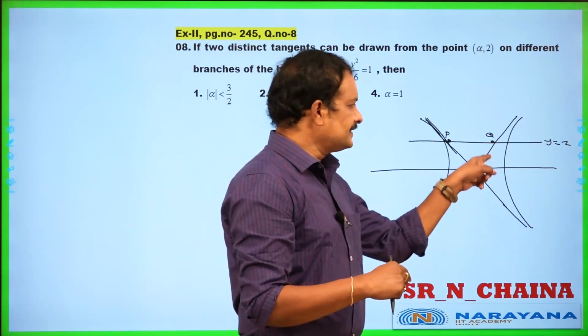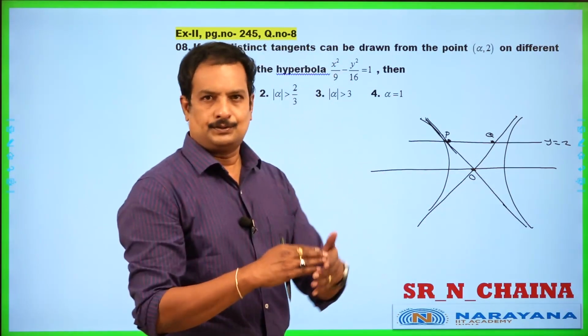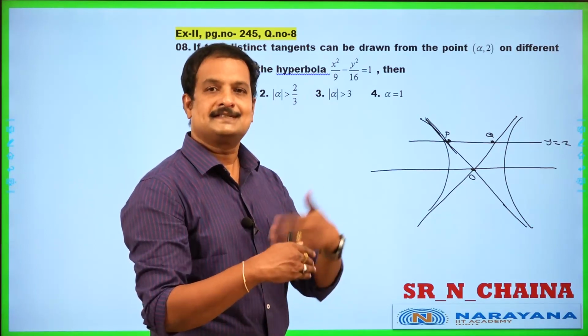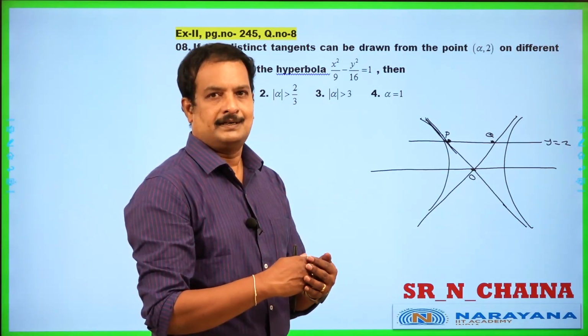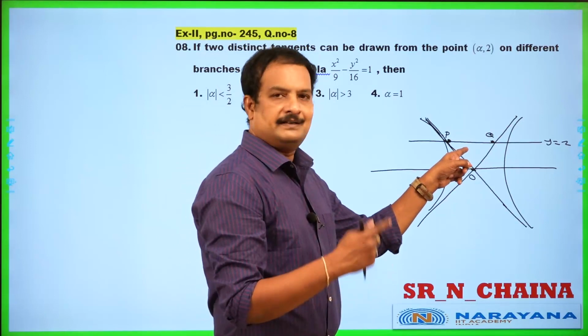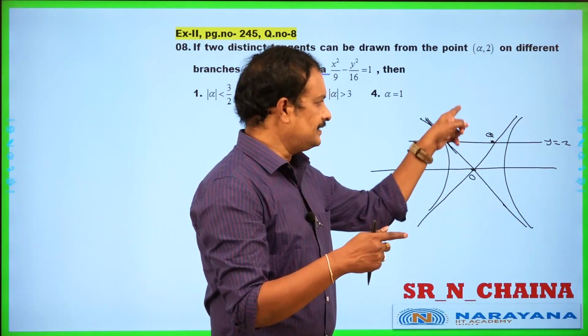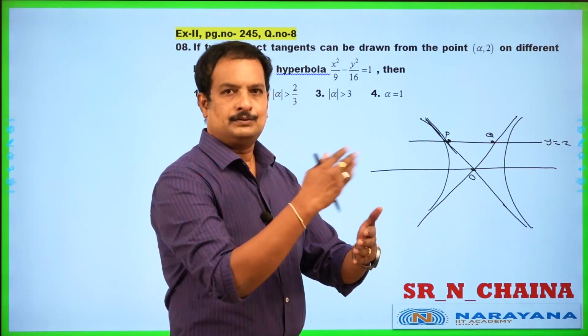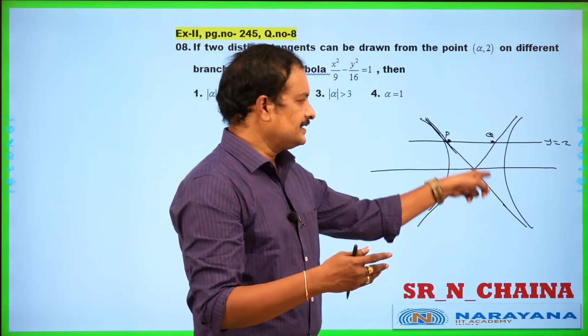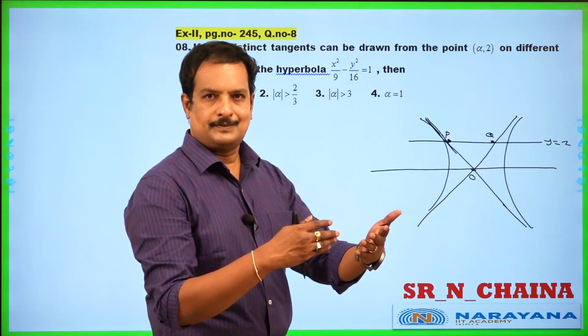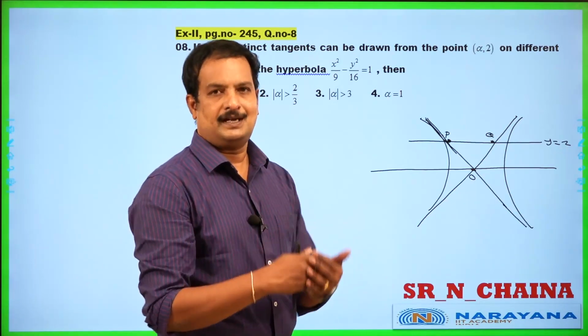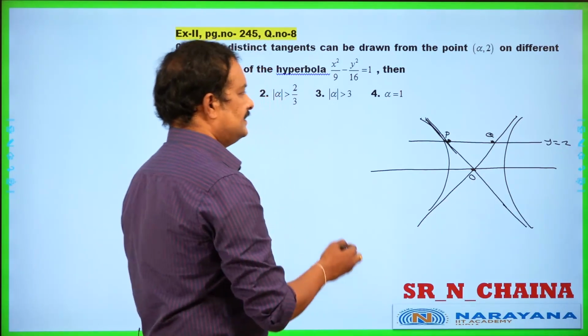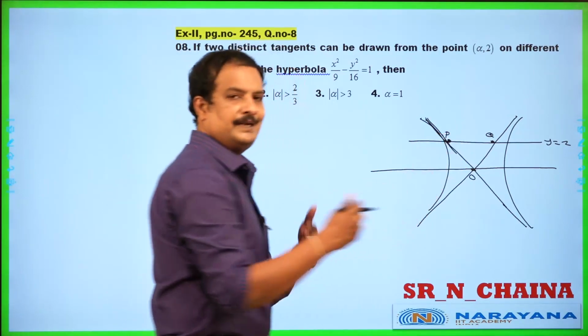Suppose it lies in this region, then also you can draw two tangents, but to the same branch of the hyperbola. In this area, if the point lies anywhere, obviously two tangents can be drawn, but one to each branch. When it lies in this region, you can draw two tangents from that point, but to the same branch of the hyperbola. So indirectly it is saying that alpha lies in between p and q.